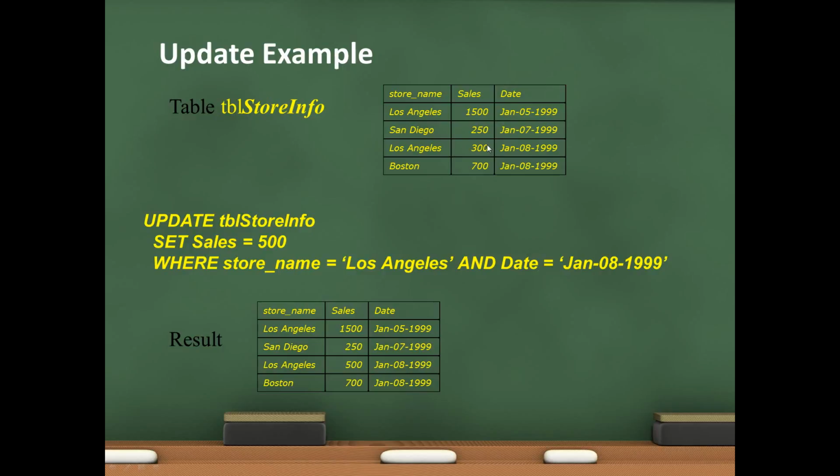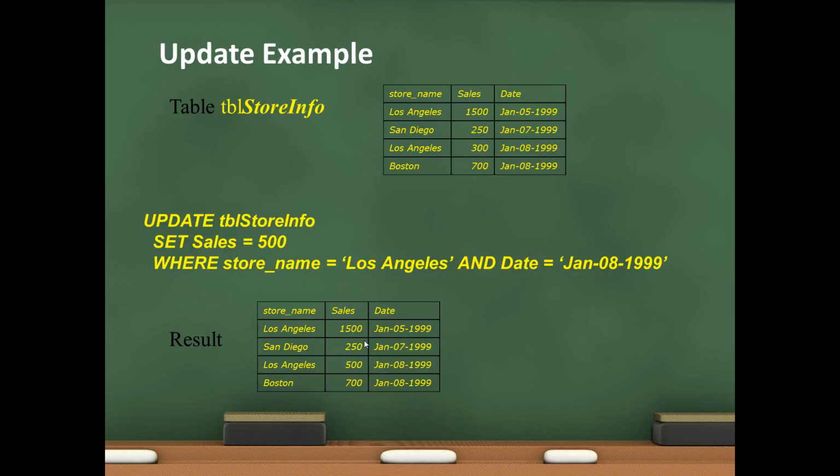So the update statement is extremely simple. You say update, the table you want to update, set sales equals, in this case, the new value. Had I left this alone and simply said update table store info set sales equal to 500, and I accidentally executed it, every single one of these records would have become 500, and there's no getting them back again. So you've got to be very, very, very careful.